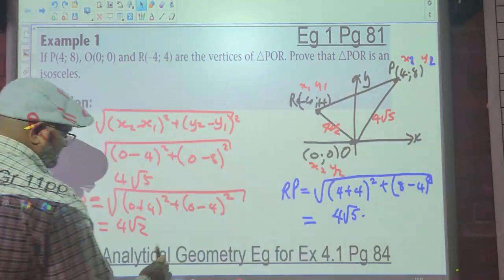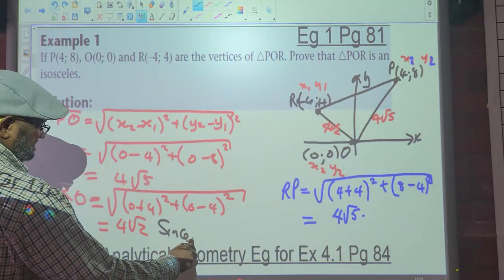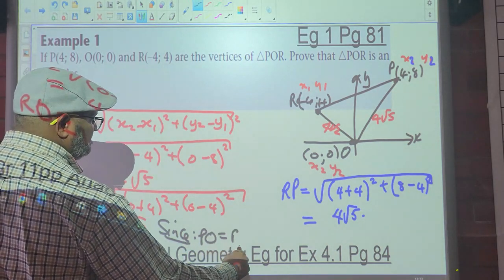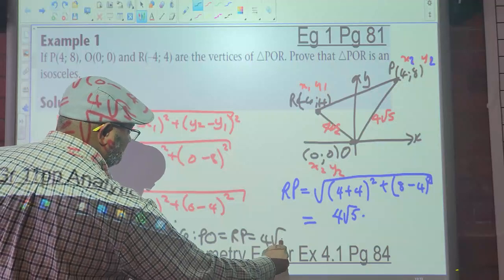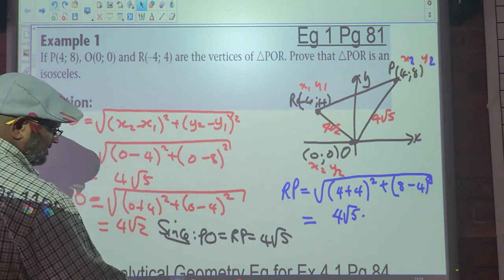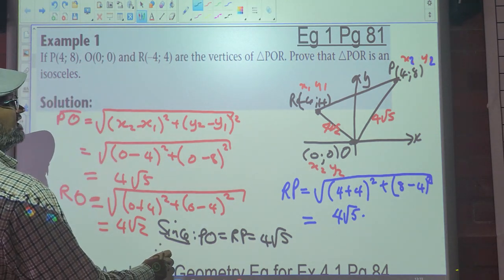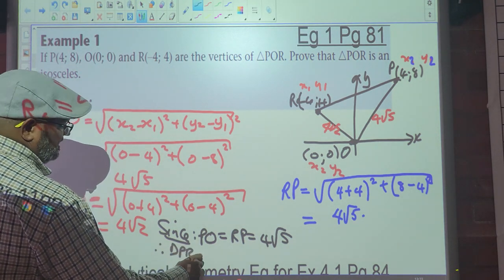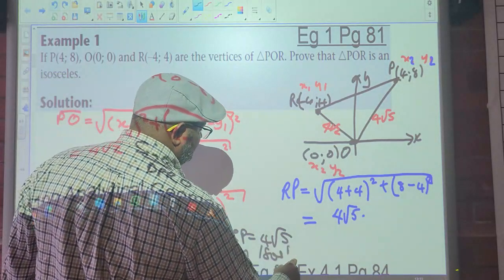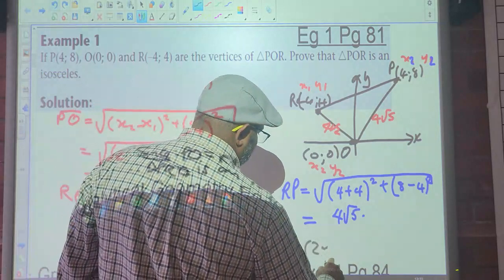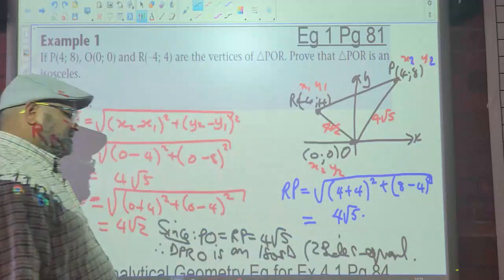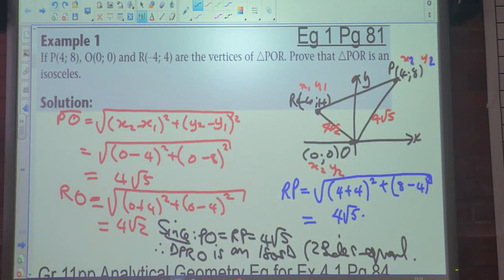So in conclusion, I say since, state the obvious, since PO is equal to RP, which is equal to 4 root 5, therefore triangle PRO is an isosceles triangle. Why? Two sides equal. Two lengths are equal. Yes, my girl.